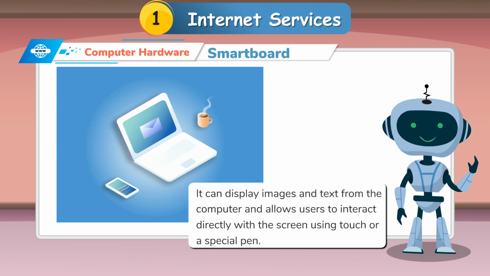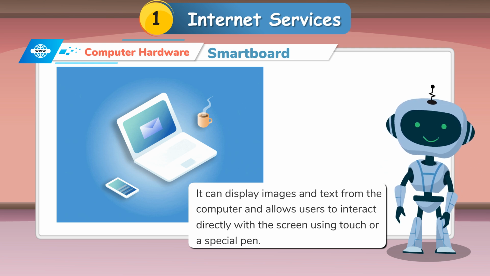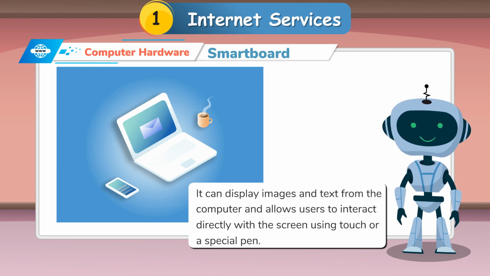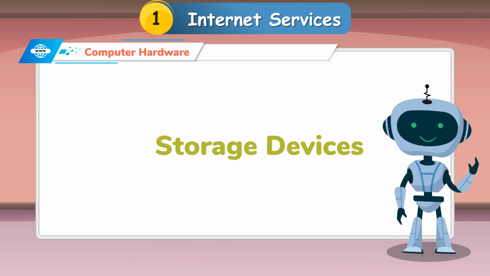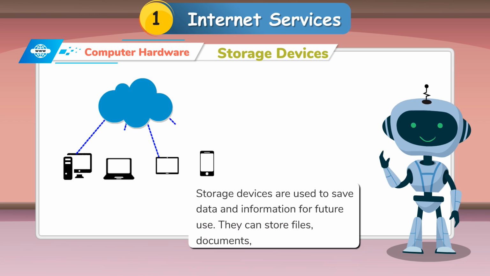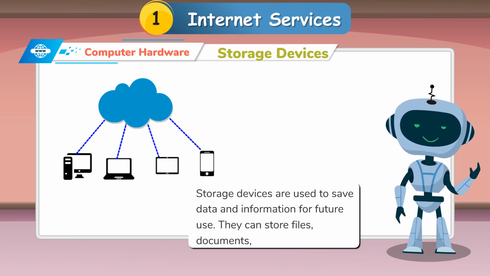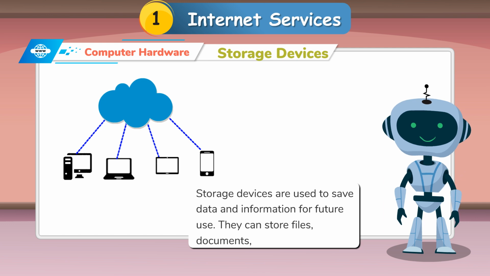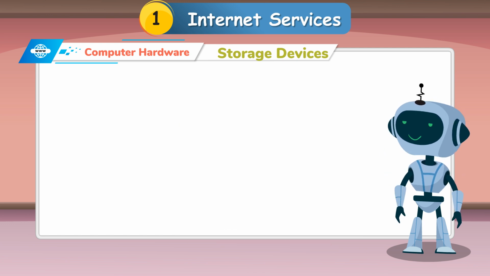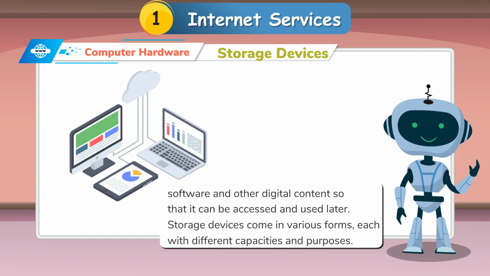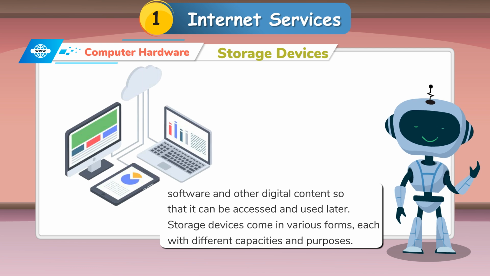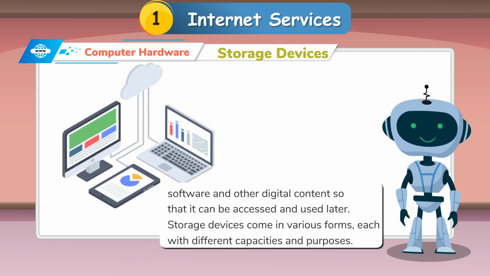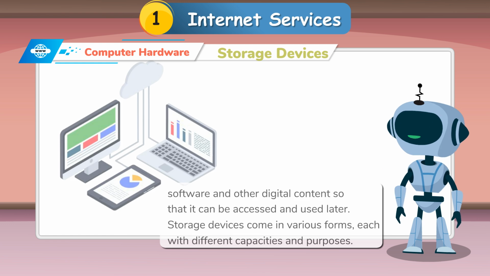It can display images and text from the computer and allows users to interact directly with the screen using touch or a special pen. Storage devices. Storage devices are used to save data and information for future use. They can store files, documents, software, and other digital content so that it can be accessed and used later. Storage devices come in various forms, each with different capacities and purposes.